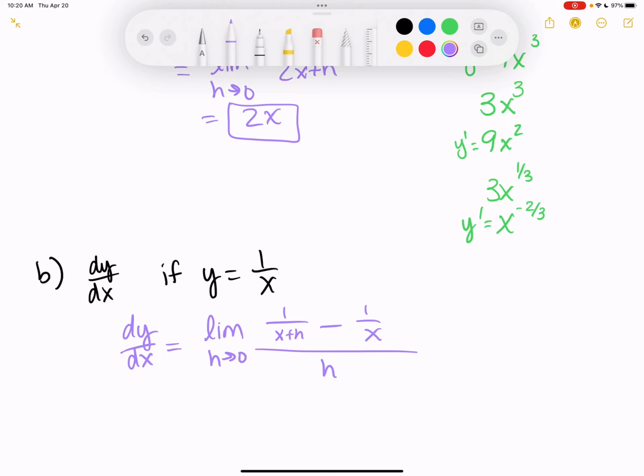Any suggestions? I don't know if we're allowed, can we get a common denominator? I should do that. That would be a good idea. How do I do that? I guess just multiply them by each other. Yeah. So I'm going to multiply this one by x over x, and I'm going to multiply this one by x plus h over x plus h.